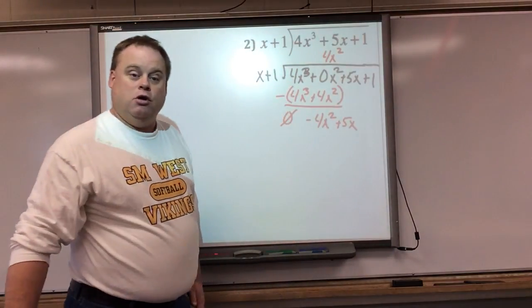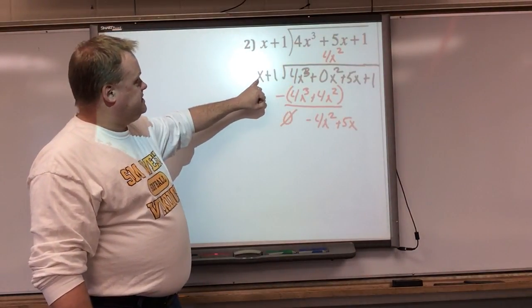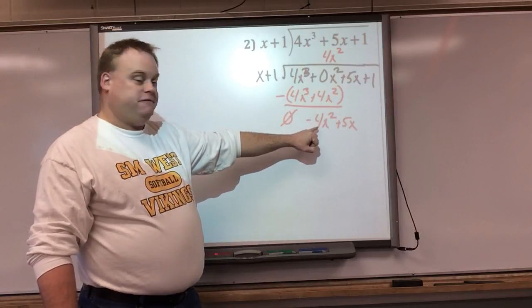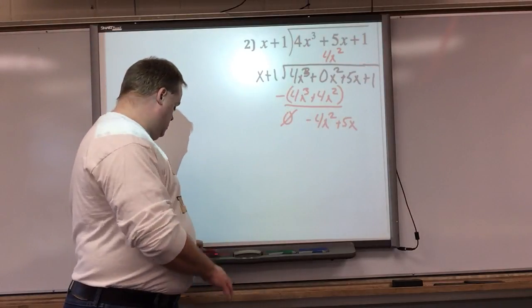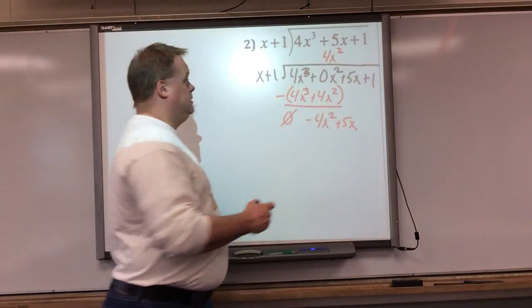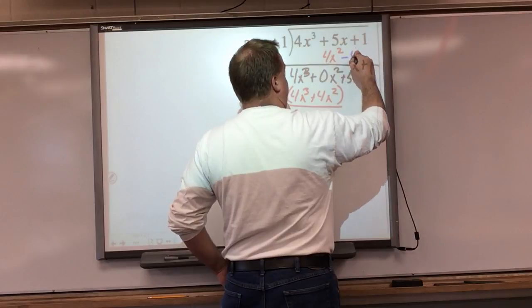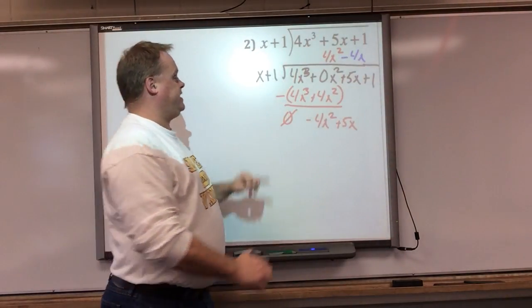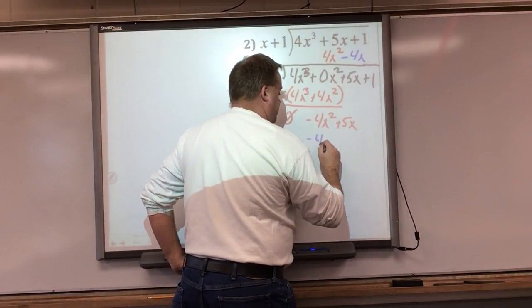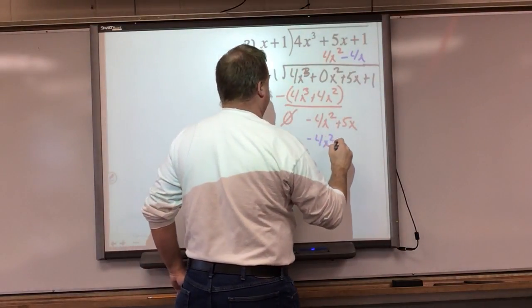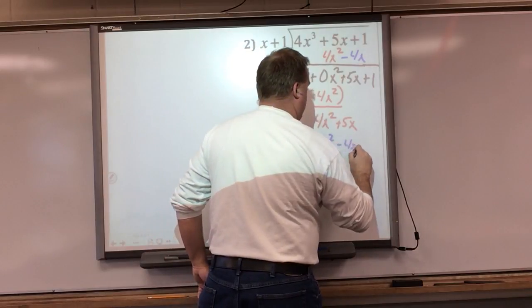And here we go. What do I need to multiply this x by to make it look like negative 4x squared? Well, how about just negative 4x? So up here, right, negative 4x. Negative 4x times x is negative 4x squared. And negative 4x times 1 is negative 4x.